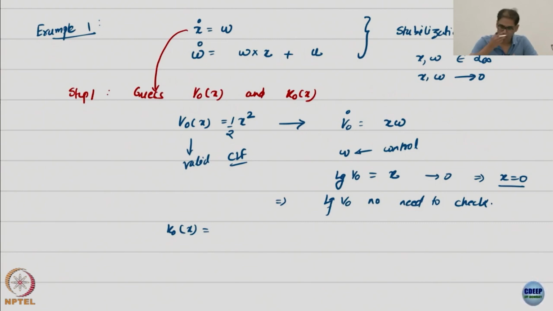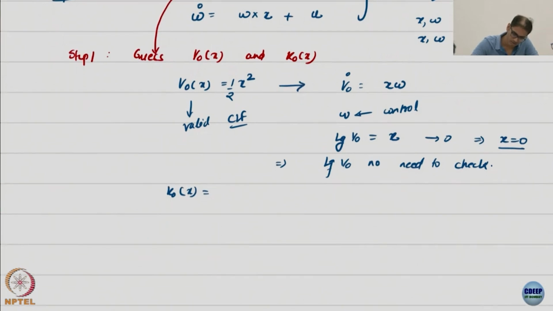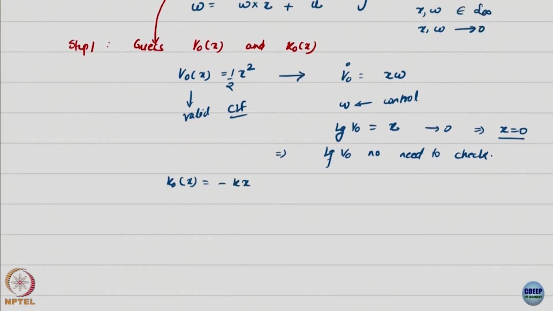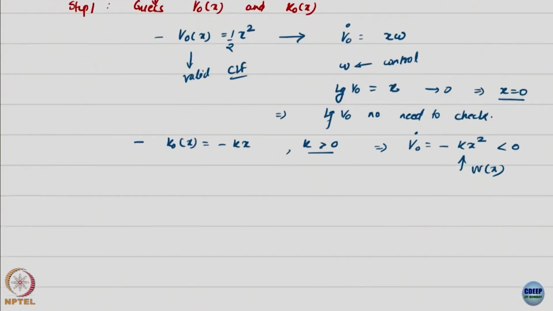Minus x. I will choose minus kx, just to keep it a little bit more general. It will work for any positive k, right? So these two are done. Because this will give me V0 dot for this case as minus kx squared, which is negative definite, which is the Wx we were talking about. Great, done. Step 1 accomplished. Step 2, go to the next system, right?